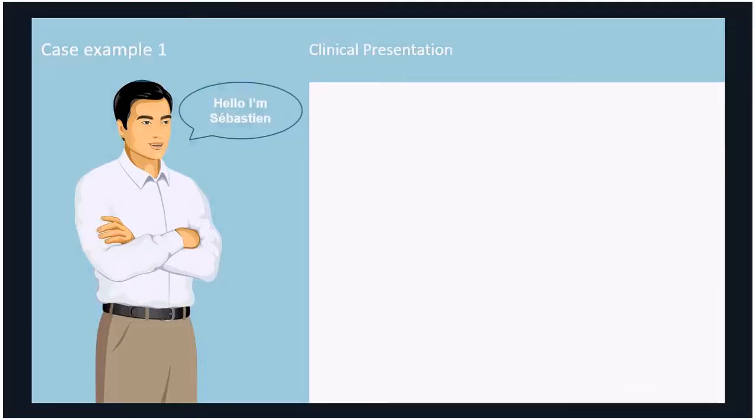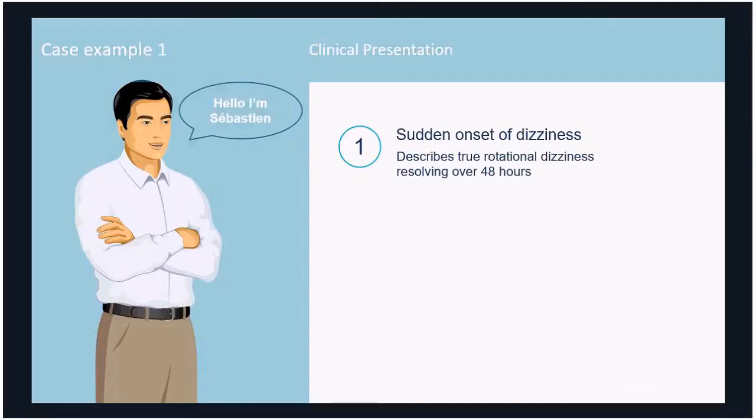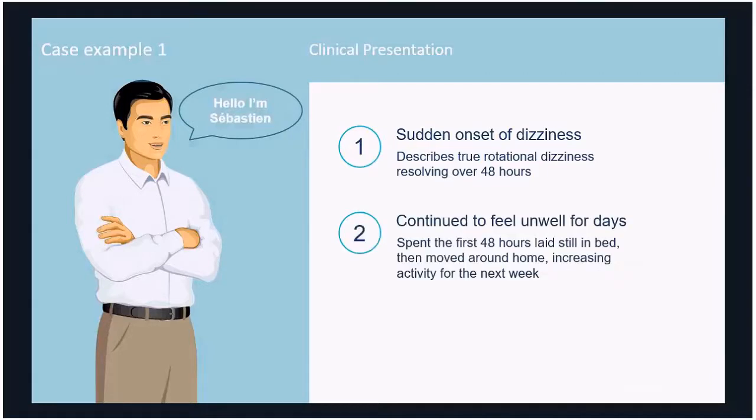So straight away we're trying to start to think about what Sebastian's problems may be in relation to his dizziness. He's describing to us this sudden onset of dizziness, and he's describing it as a true rotational dizziness. He's saying that the room was spinning. He experienced this spinning to some degree for almost 48 hours. Once that 48 hours were over, most of which he probably spent in bed, he then was moving around the home and increasing his activity, still feeling somewhat unwell for several days afterwards.